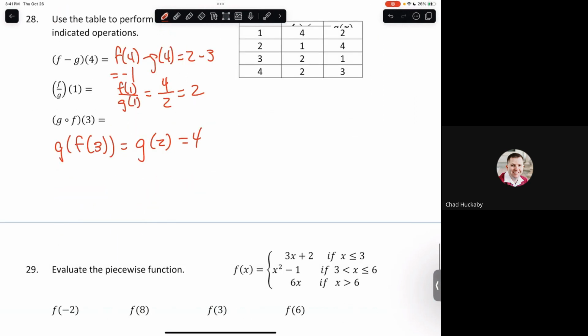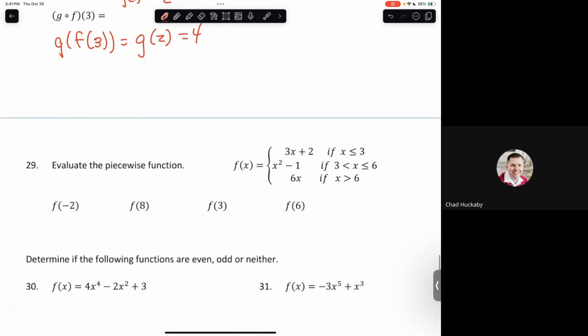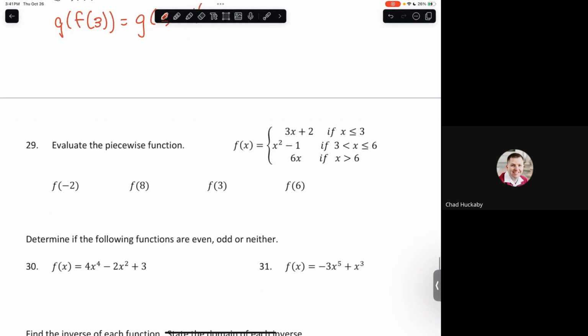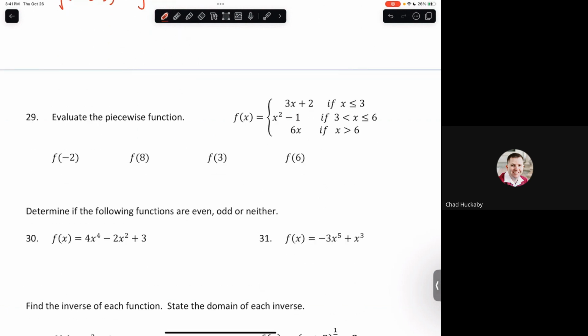That is, of course, until you get to evaluating a piecewise function. I know we've done a few of these in the course, but I do want to do this one so we have a little extra practice. Again, we're evaluating the function on different pieces of its domain. If x is less than or equal to 3, the function is this part. If x is between 3 and 6, and equal to 6, it's this part. Anything greater than 6, it's this part.